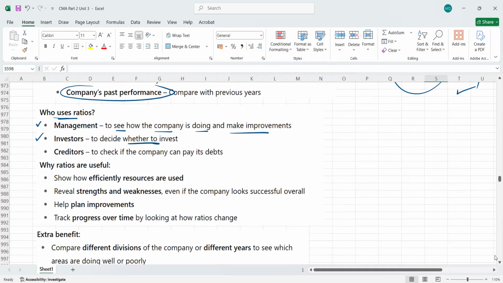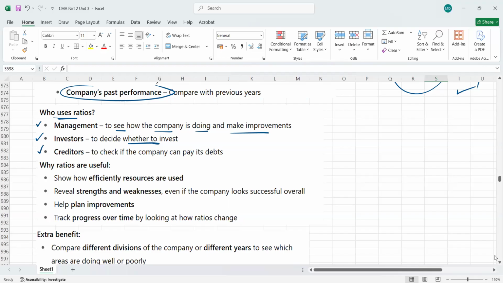For example, if you're investing into a company, or if you're planning to buy a stock of ABC company, you will check their EPS, dividend yield, dividend payout ratio. These ratios will give you confidence and help you to decide whether to invest in that company or not. Ratios can also be used by creditors and lenders.